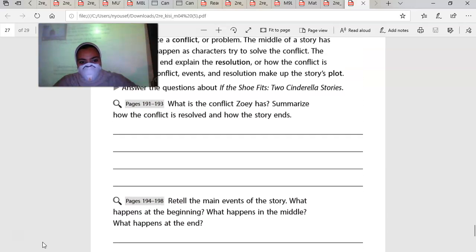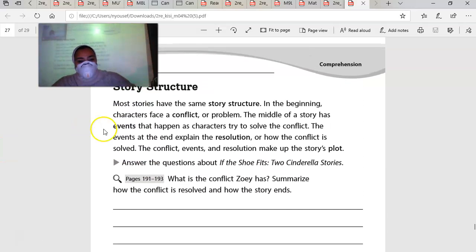Let's read it together. Story structure. Most stories have the same story structure. In the beginning, characters face a conflict or a problem. The middle of the story has events that happen as characters try to solve the problem. The events at the end explain the resolution or how the conflict is solved. The conflict, events, and resolution make up the story's plot. So we have to answer the questions about If the Shoe Fits, 2 Cinderella stories.